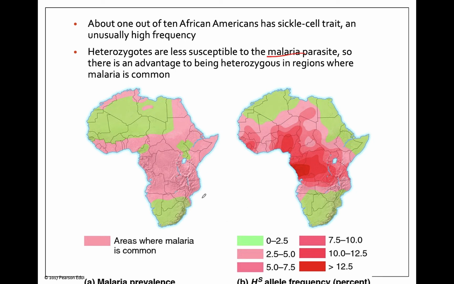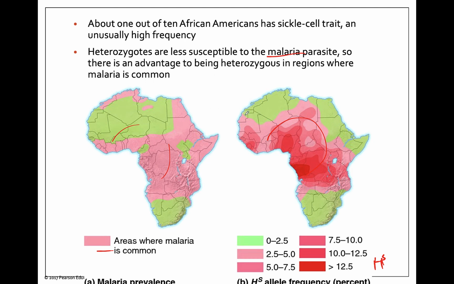So you can see these two maps. This map on the left shows all the pink where malaria is common, so kind of western to central Africa here. And then over here is a little heat map showing the allele frequency of the sickle cell. So HS is the sickle cell. And so it's common also in kind of the same area. These really overlap here in this central western Africa.